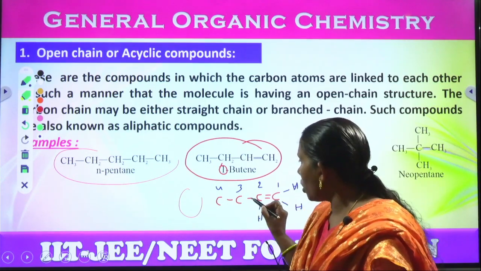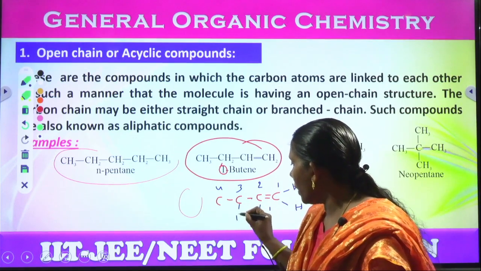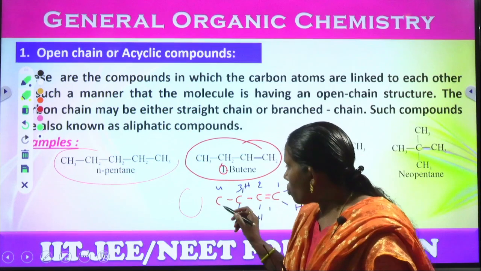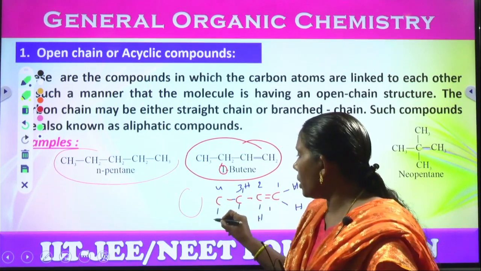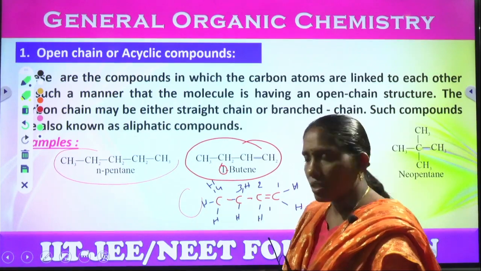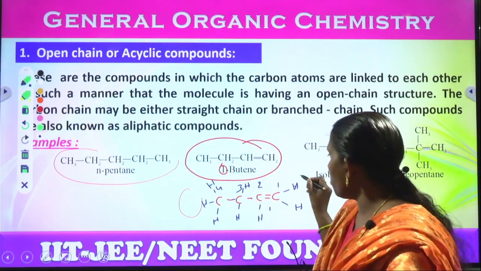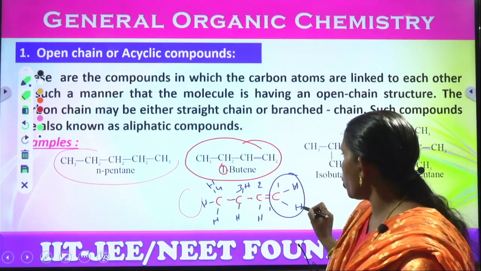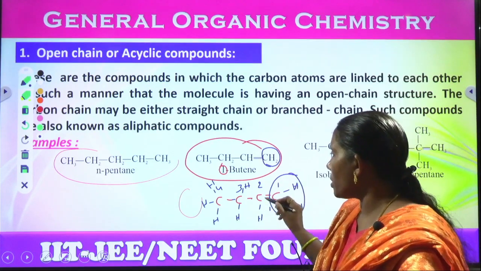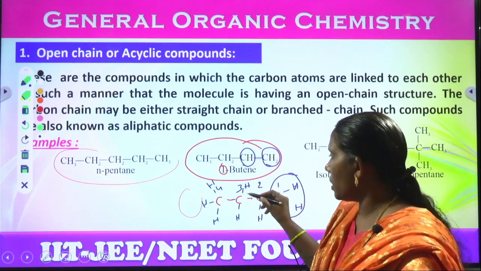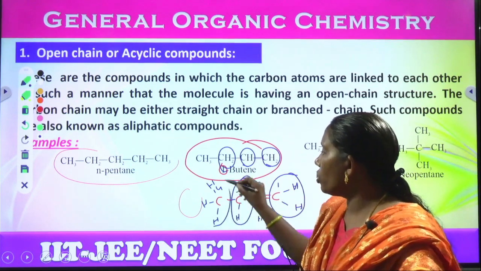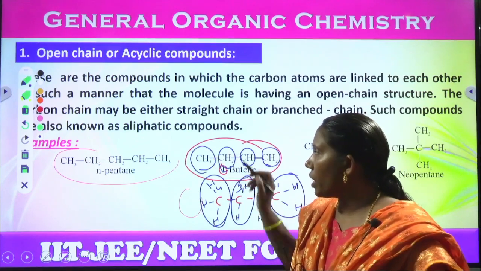Comes to the third carbon: 1 and 2. So we should write here 1 hydrogen and here 1 hydrogen. Comes to this carbon, here it is the 1 bond, then 1 hydrogen and hydrogen, total 3 hydrogens. If you write, see, the first carbon is CH2, that's why they have written CH2 double bond. Second carbon has only 1 hydrogen, that's why CH. Third carbon has 2 hydrogens, that's why CH2. Fourth carbon has 3 hydrogens, that's why they have written CH3.